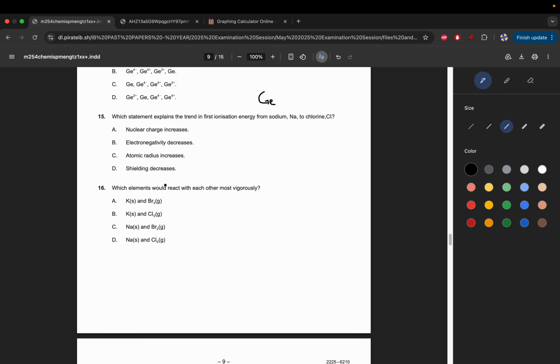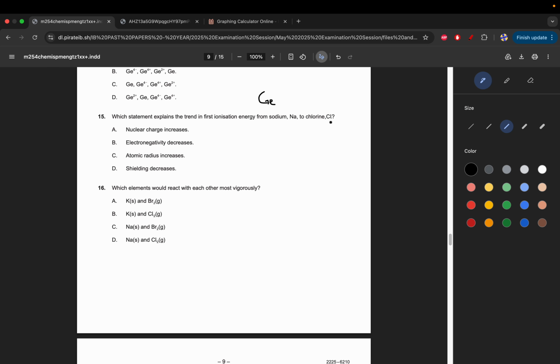Which statement explains the trend in first ionization energy from sodium to chlorine? We're going to ignore the effect of having half full and full orbitals in this situation because that's not a general trend. That's just specific situations where it goes down a little bit. And this is also somewhat related to the atomic radius trend. The fact is that as you increase the number of protons, so as you increase the atomic number, which is what happens as you go right from sodium to chlorine, you're going to increase the strength of the electrostatic force between the positive nuclei and the electrons on the outside.